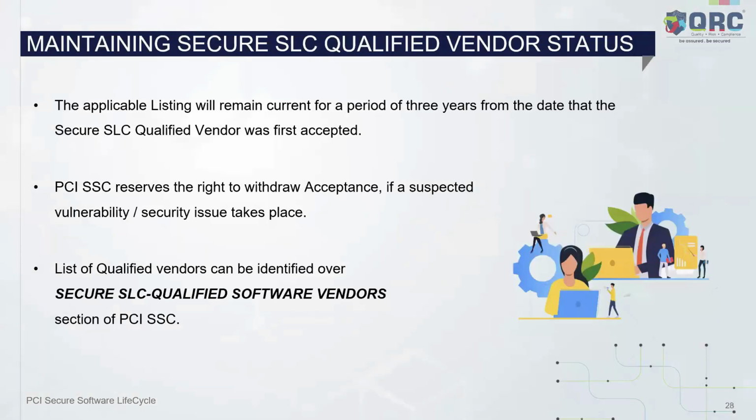Once the listing is done, or once the vendor is qualified as an SLC vendor, the listing will be applicable for 3 years. That is, the validity of this certification is 3 years. In case the council suspects any vulnerabilities or security issues in the procedure of that SLC vendor, they have the right to revoke the acceptance. The listed vendors can go to the section of secure SLC qualified software vendors and see their listing on the PCI website. So this is the process of how assessment is done with respect to PCI SLC and how listing is done on the council's website.